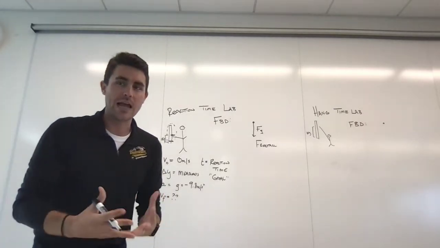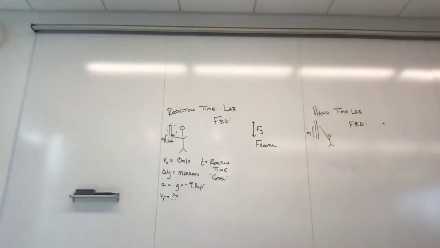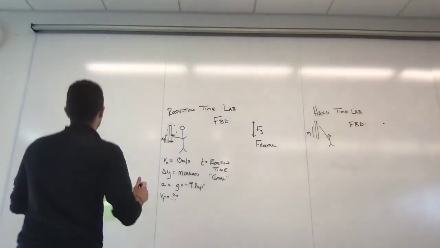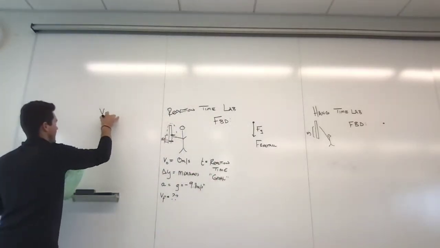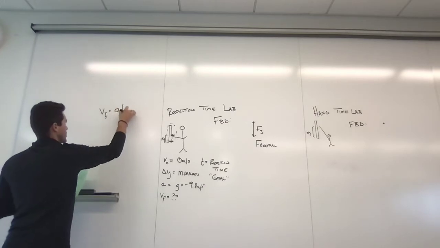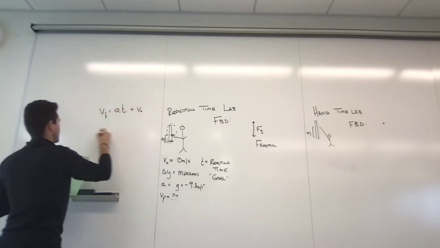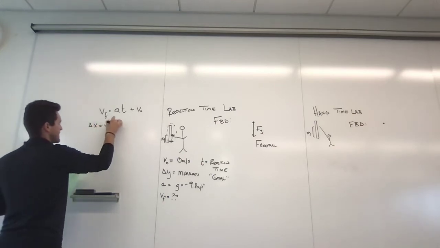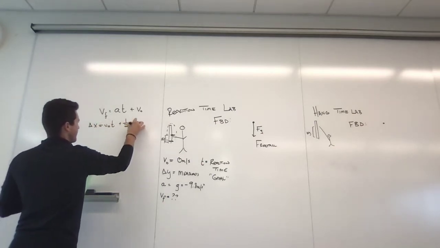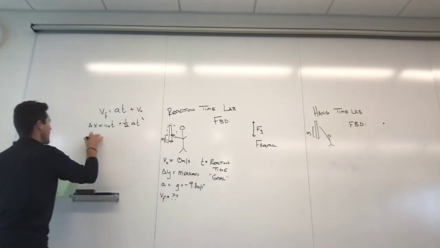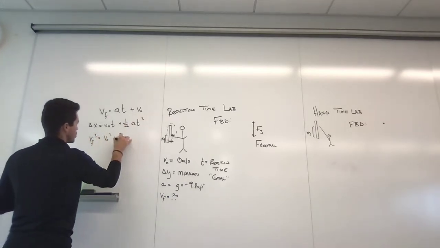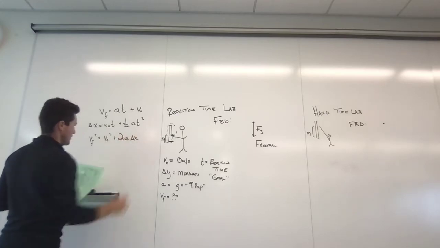What I have to consider now is, which equation should I use? That means I need to get my handy-dandy equation sheet and think about the three equations we have for free fall. The first is final velocity equals acceleration times time plus initial velocity. The second one is change in position equals initial velocity times time plus 1/2 a t squared. And the third is final velocity squared equals initial velocity squared plus 2a change in position.